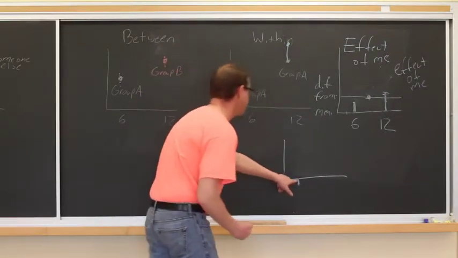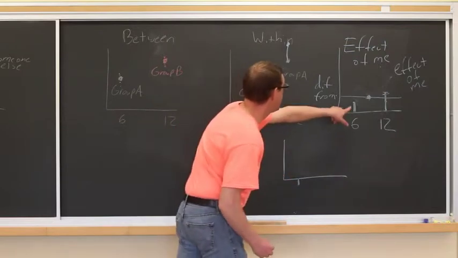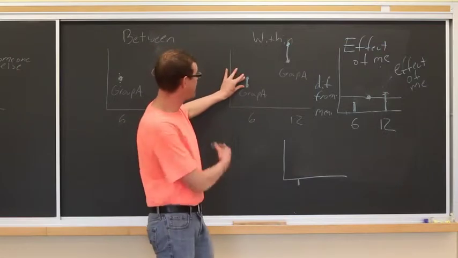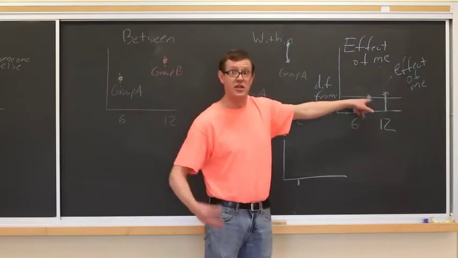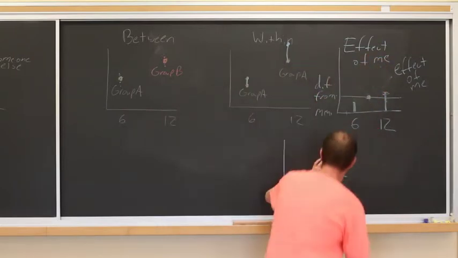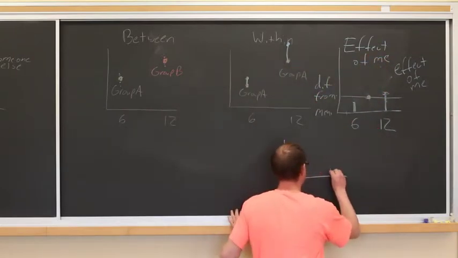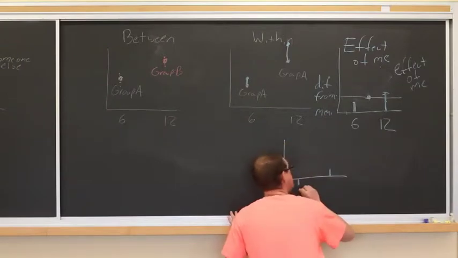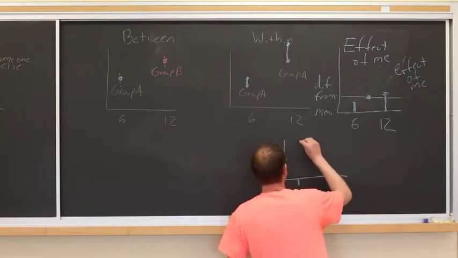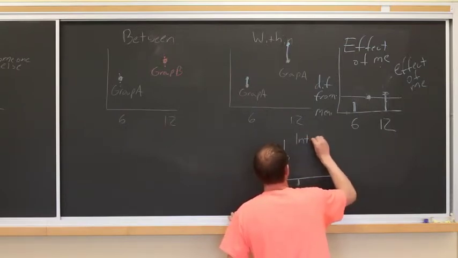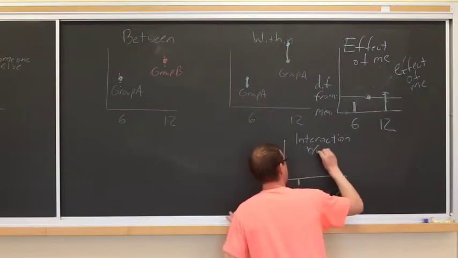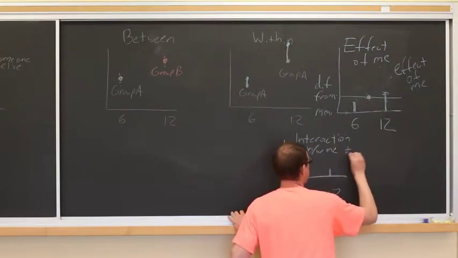So this represents the difference between my score in set size 6 and my average difference across both set sizes. And this is going to represent the other ones. So this is 6, this is 12. That's an effect of me, and this is the interaction between me and set size.